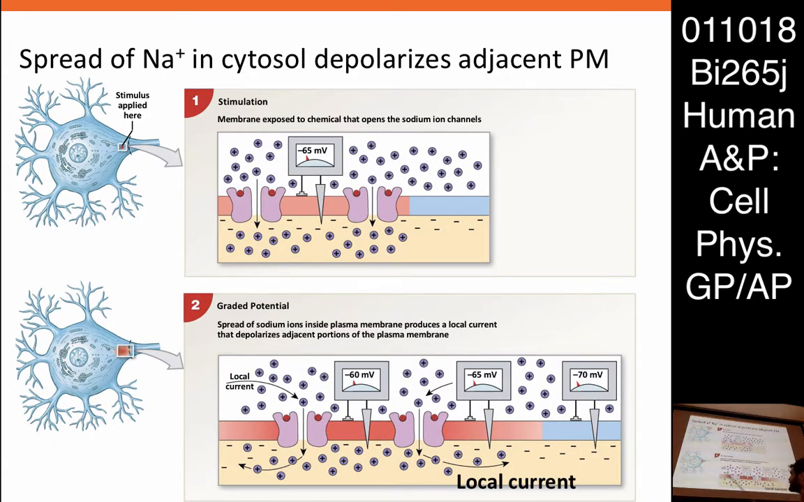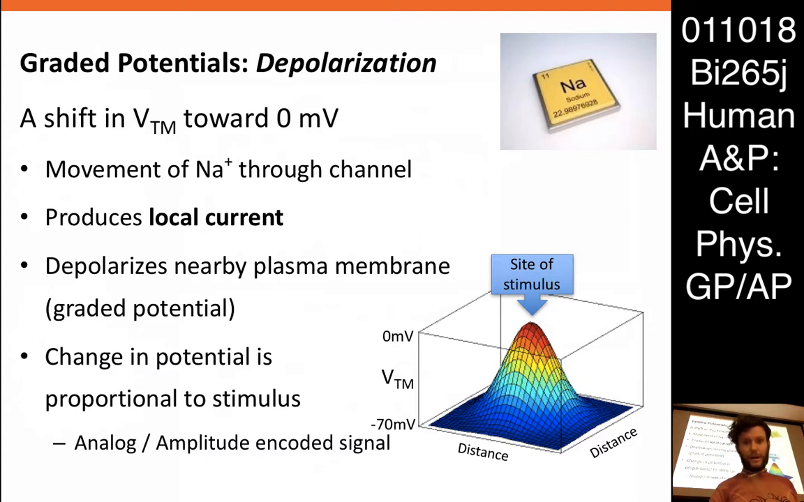And as we depolarize the cell, we get these local currents. Sodium starts flowing in and diffusing out from the site of perturbation, changing the membrane potential along the way. As that happens, we get a gradient in the transmembrane potential. Here, at the site of the stimulation, it's minus 60. Now it's minus 65 over here. And further away, it's still at resting potential. All right, that's a graded potential.